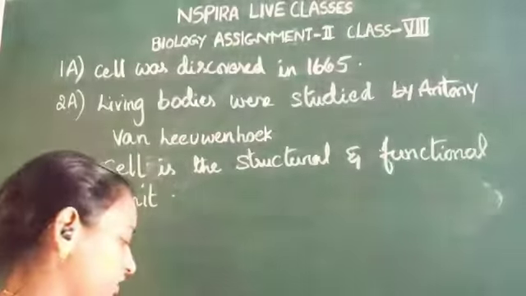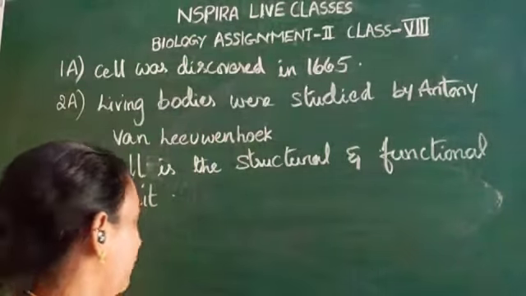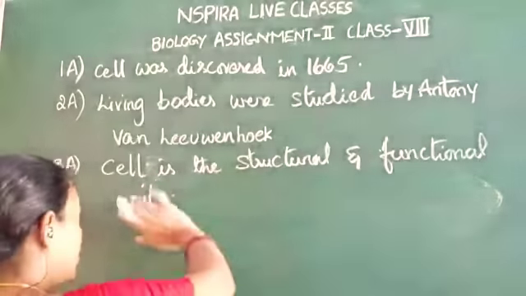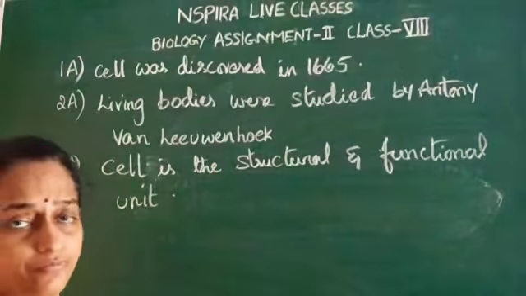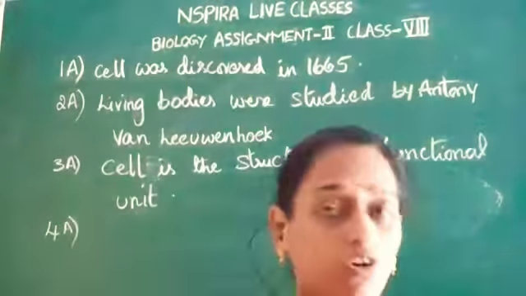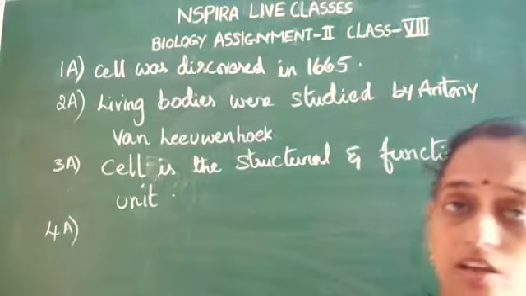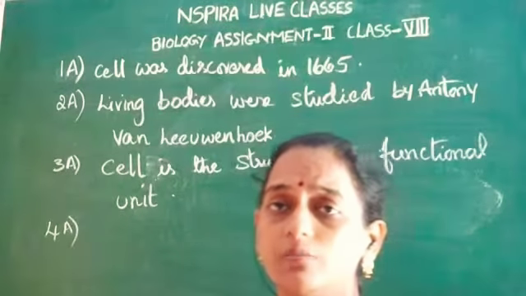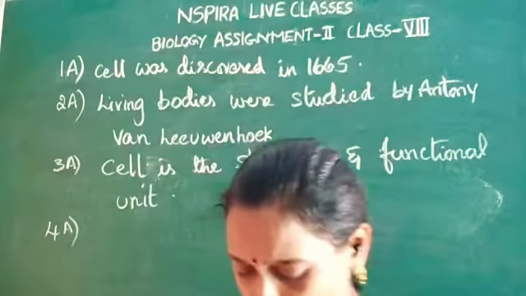Third one is, what are the structural and functional units of the living body? Cell is the structural and functional unit of the living body. Why? Because every living organism starts its life with a single cell. Without that cell, no living organism can start its life.